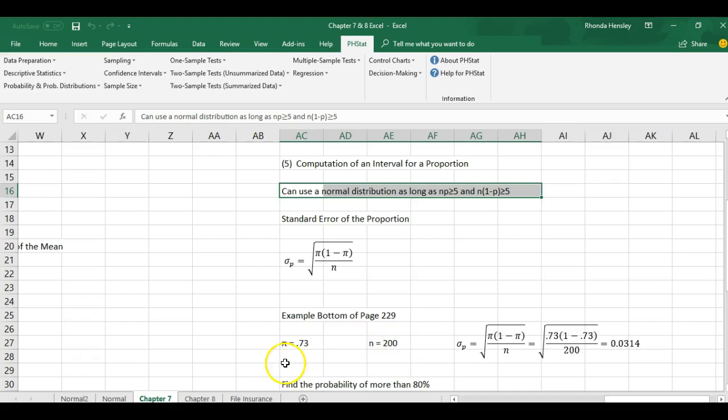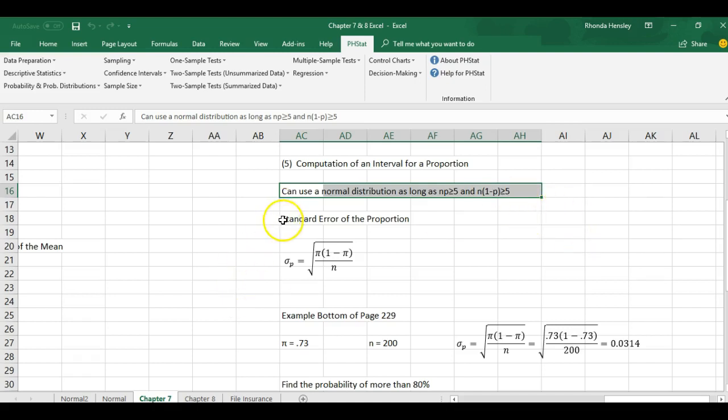So for instance, in this example that they've got down here, they have a sample size of 200 and a proportion of 0.73. So 73% of 200 is what, 144 or something like that. And then 1 minus 73 is about 20%, a little more, you can figure that out. And 20% of 200 is definitely greater than or equal to 5. So you've got to check it and make sure you're okay.